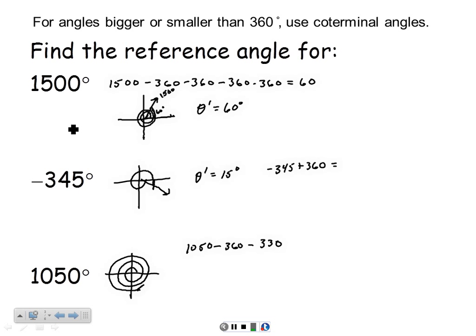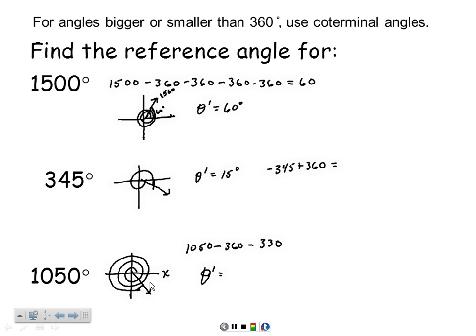So it's going to be about right here. Now, this is what you have to be careful with. Remember that your reference angle has to be positive and it has to be made with the x-axis. So we're actually looking for this angle right here. Because remember, your reference angle has to be made with the x-axis and the terminal side of your angle, and it has to be positive and it has to be less than 90 degrees.